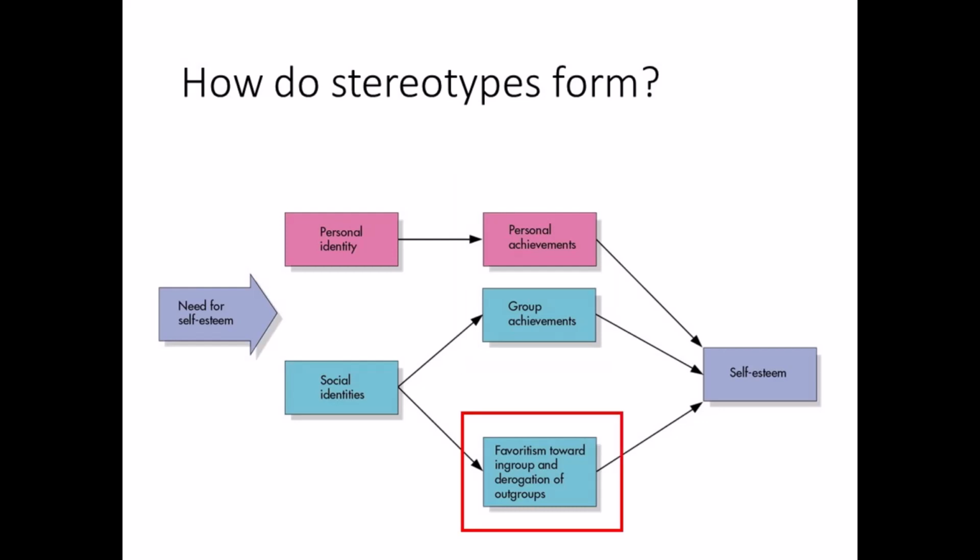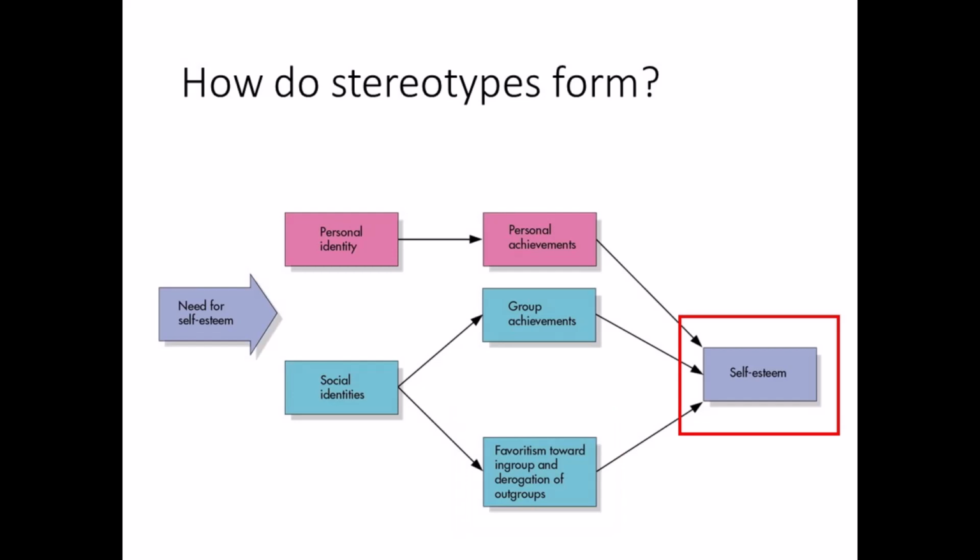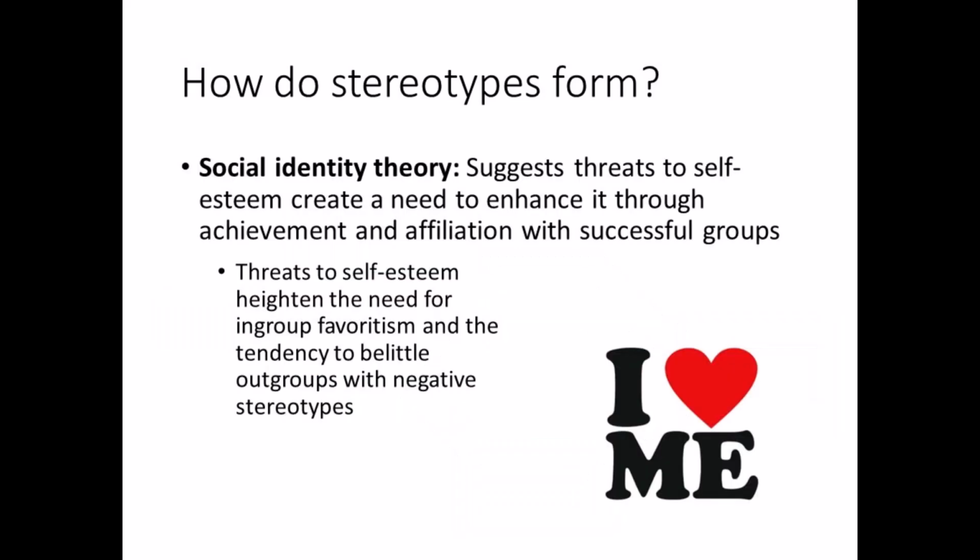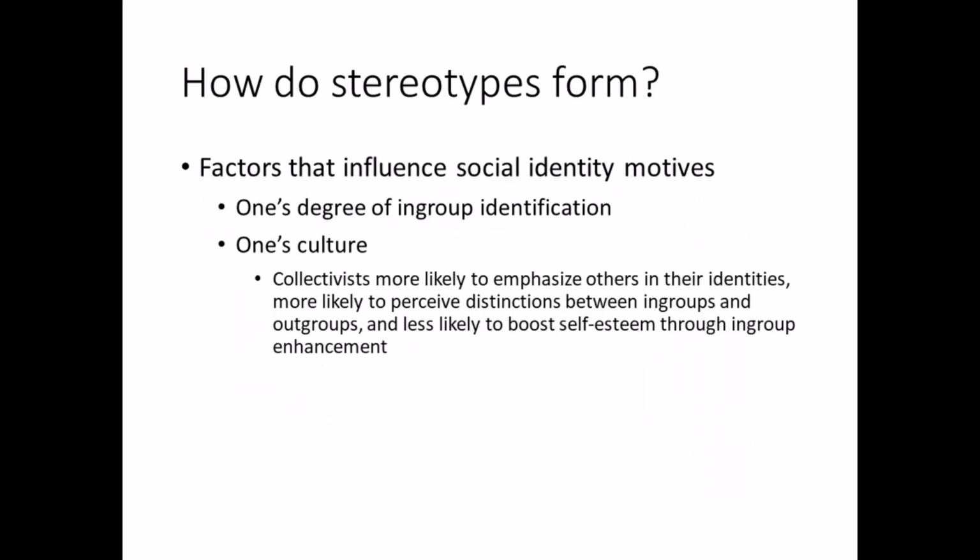When our self-esteem is threatened, we have a tendency to cling to our ingroups or belittle outgroups with negative stereotypes, just to make ourselves feel better. Of course, all of this can happen without us being aware that we're doing it. Here are two of the factors that influence our tendency to enhance our ingroups to enhance our self-esteem. 1. The more we identify with our ingroup, the more likely we are to use these strategies. 2. The influence of culture can make a difference.